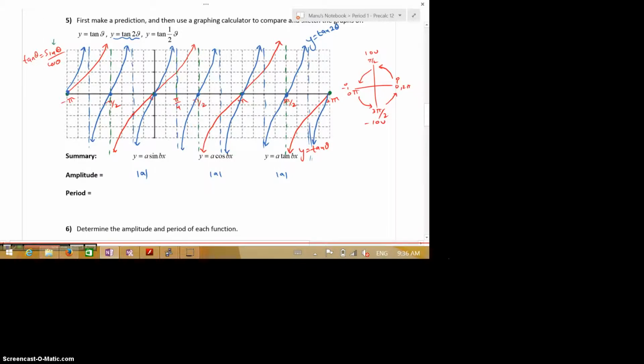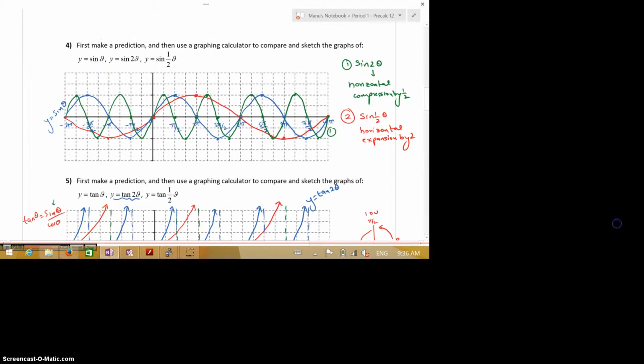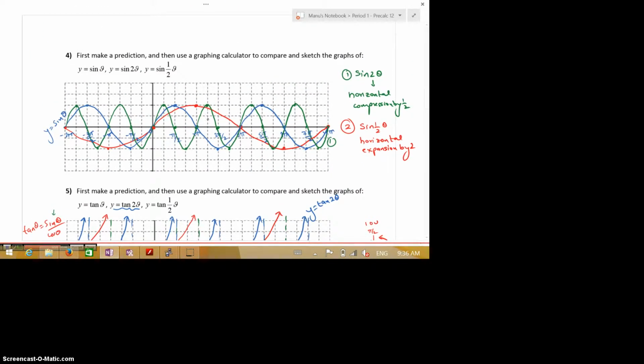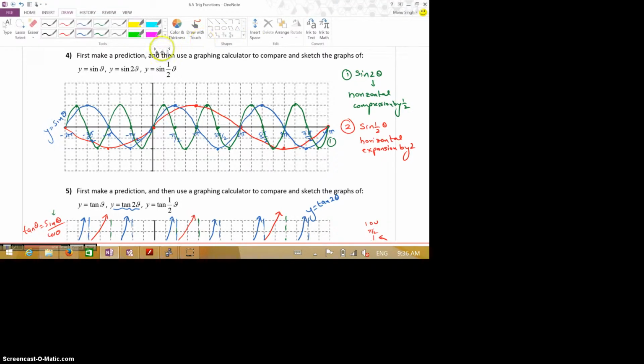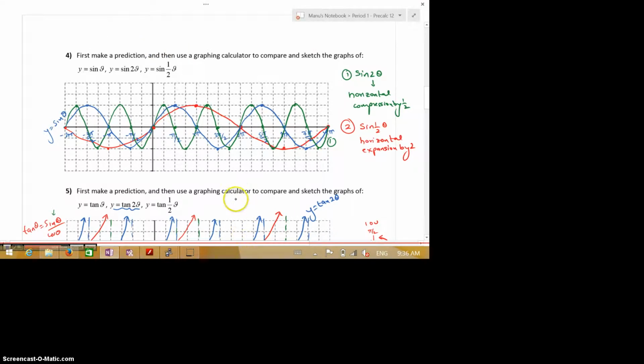If you want to take a look at the period, let's see what the period was. On the original sine function, the period was 2 pi. What happened to the sine function when we took a transformation of it? Say we took a look at this transformation, sine 2 theta, the green function. What's the period of sine 2 theta? Right here, sine 2 theta. What's the period of that function from here to here? Pi units.